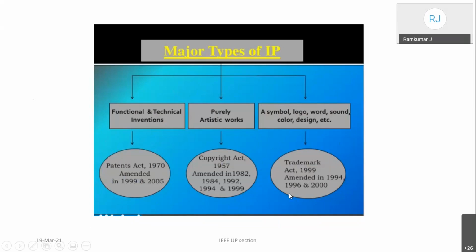Next is purely artistic. If you write a poetry, if you write a story, if you play a music, A.R. Rahman's music, then Bappi Lahari's music, or somebody else's music, it's all copyright. You can also get a copyright.